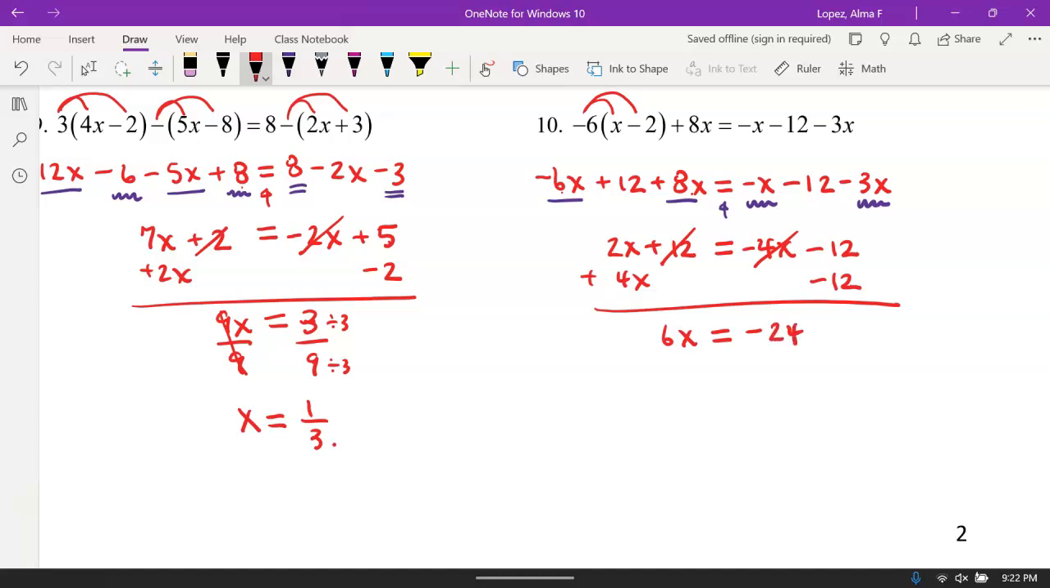Last step, to get that 6 off of that x, because it's multiplied onto it, you divide it off. But if you do it to one side, do it to the other. On the left, the 6's cancel and I get x equals. And negative 24 divided by 6 is going to give us a negative 4. Okay, let's keep going.